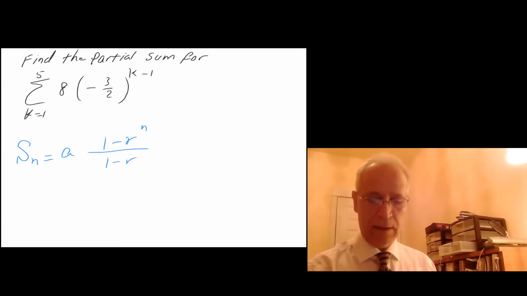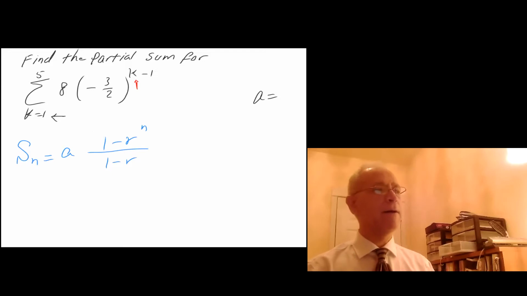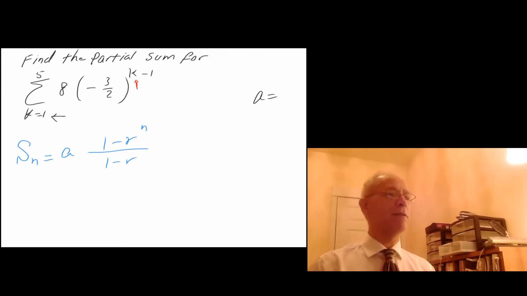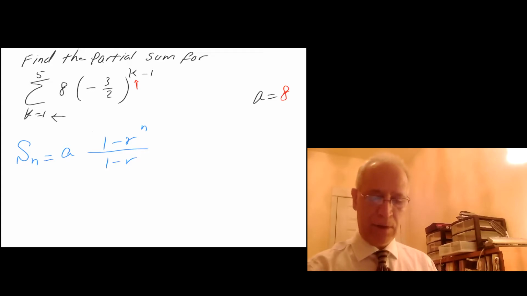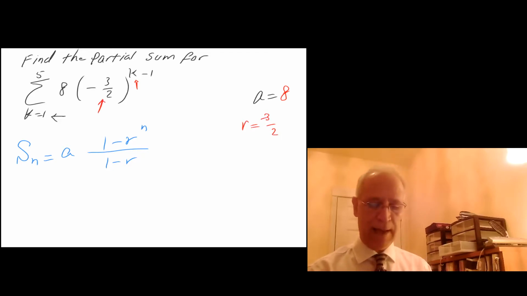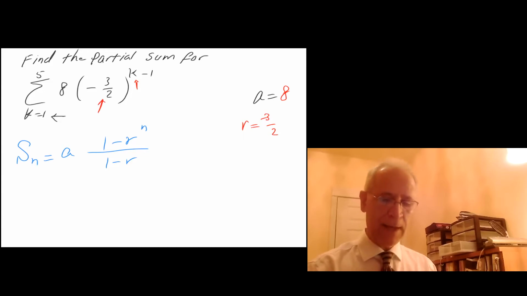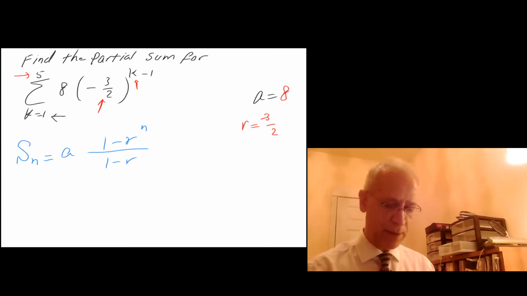So what is a, my first term? Notice that we are starting with k equals 1. If I plug in 1 for k, I get 1 minus 1, 0. Negative 3 half to the power of 0 is 1. 1 times 8 is 8. So a equals 8. The common ratio is negative 3 half. I don't have to do any work for that. And n equals 5. I don't have to do any work for that either.